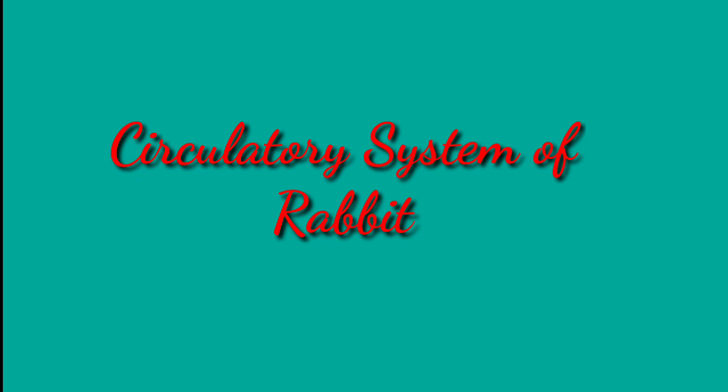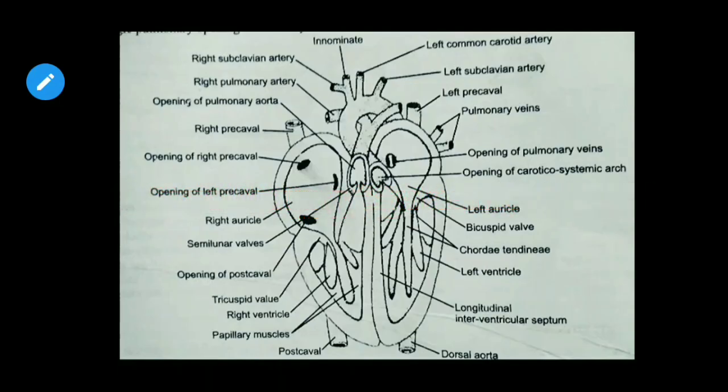Today we will discuss the circulatory system of rabbit. The circulatory system or blood vascular system of mammals is closed type. It includes heart, blood, and blood vessels, that is arteries and veins.